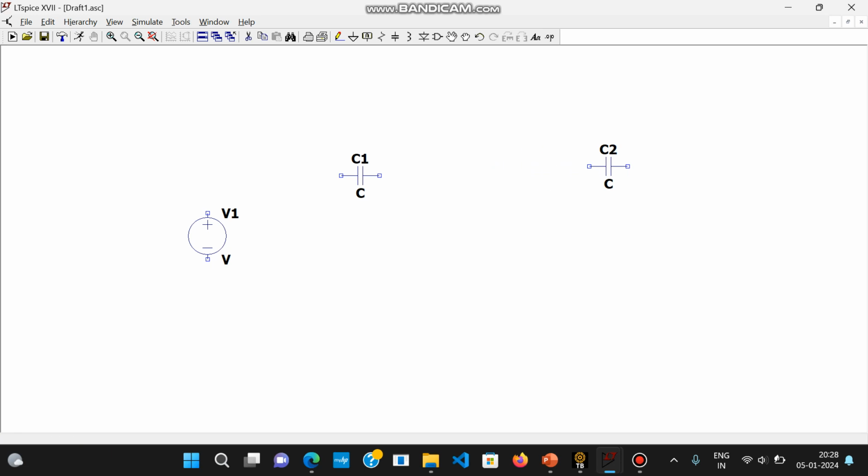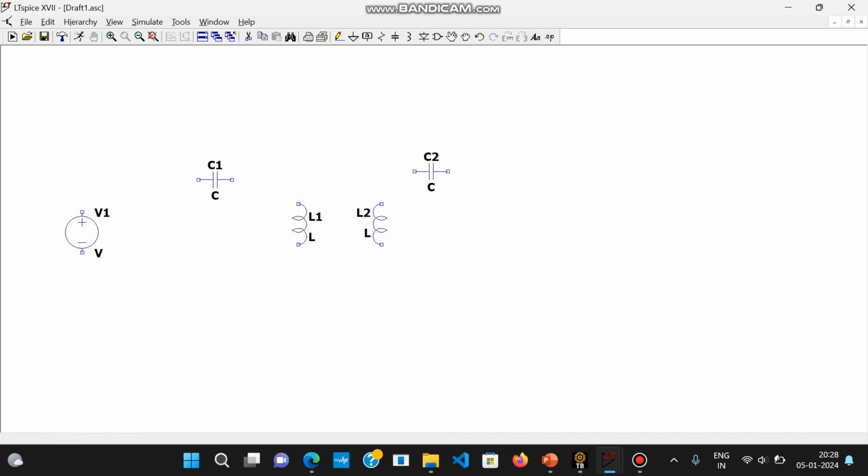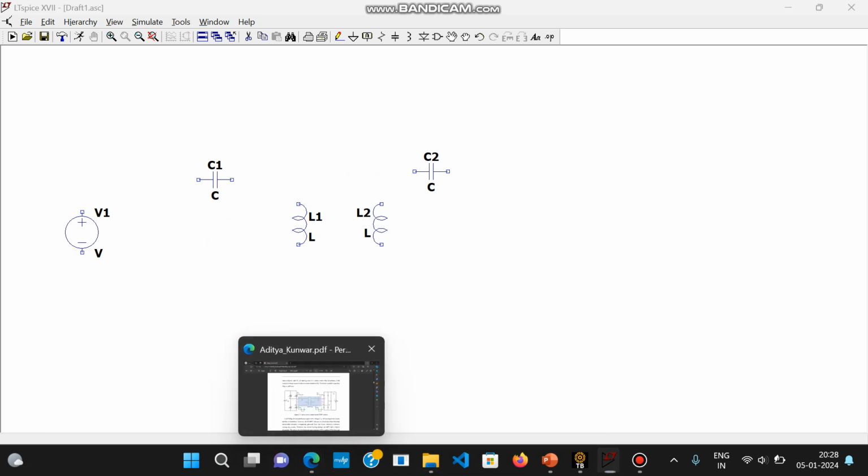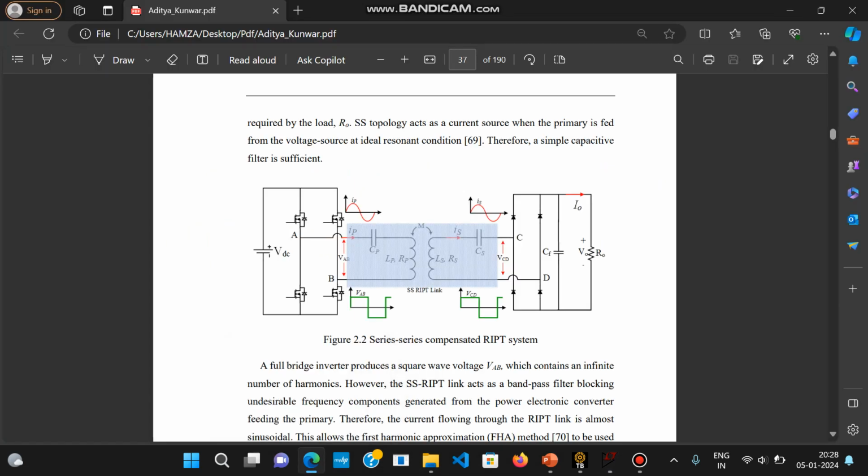Okay, then the two coils in the form of inductors, one is for the transmitter and the other one is for the receiver. Okay, then here you can see that we have completed our voltage source and our two compensation capacitors, which will be in series with the two sockets, and then the two coils in the form of inductors.